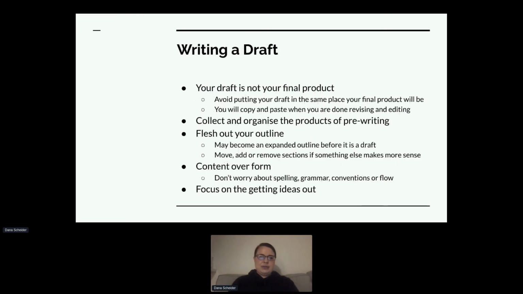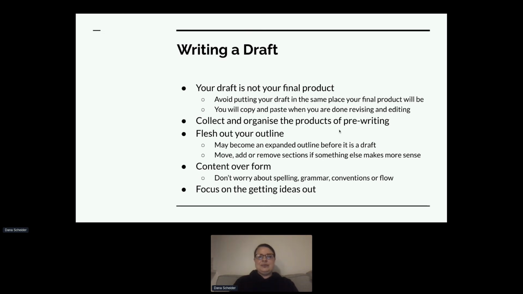The next step is writing a draft. A draft is not your final project or final product. I avoid putting my drafts in the same place my final product will be. So it's good to open another document and then copy and paste when you're done. Otherwise, you're at risk of just publishing something that's partially finished.